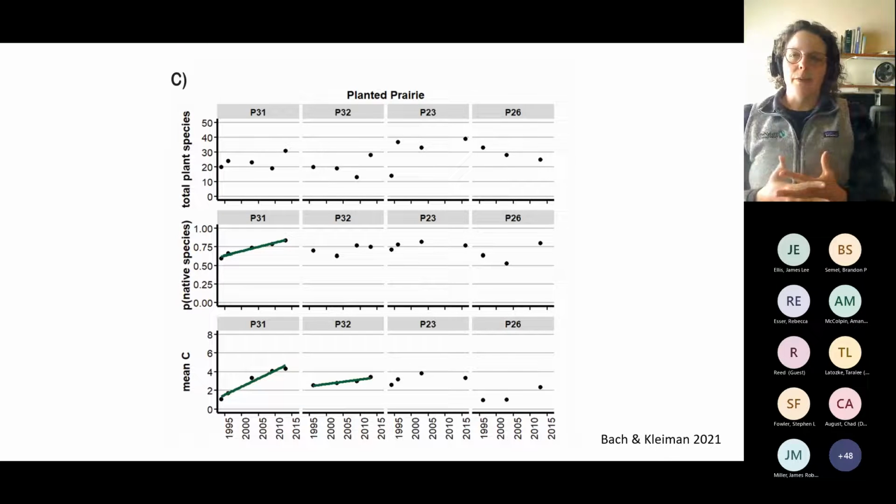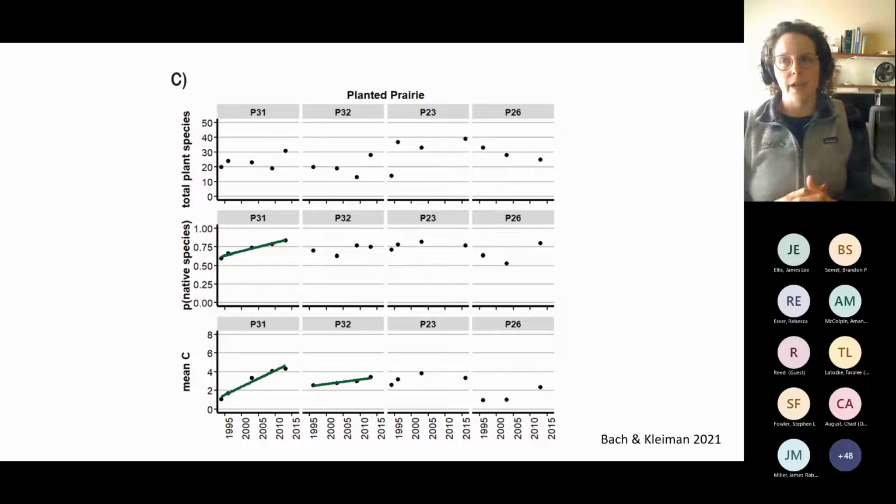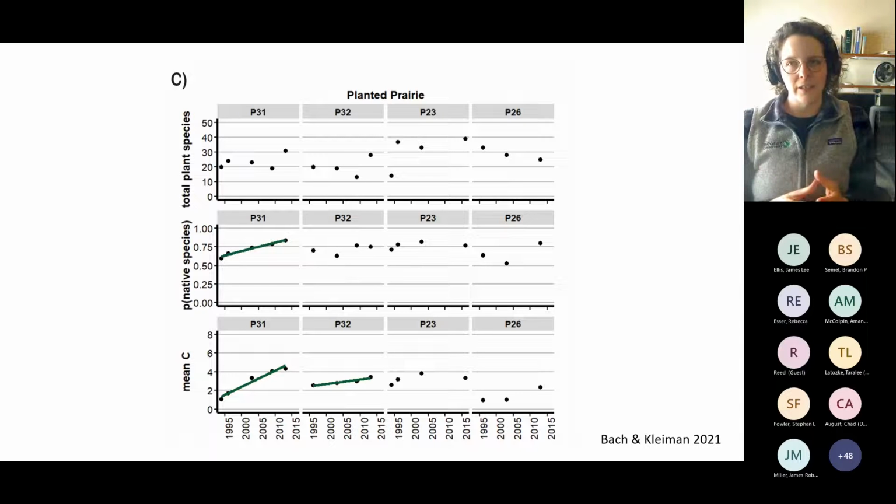And when we look at these metrics of plant diversity, we saw no changes in total plant species in these planted reconstructed prairies over time. In the oldest planting on the preserve, which was done in 1987, we did see a statistical increase in the proportion of native species. And for the two oldest plantings, the 1987 and 1988 plantings, we saw an increase in the mean coefficient of conservatism. So these are all good things that we're looking for.